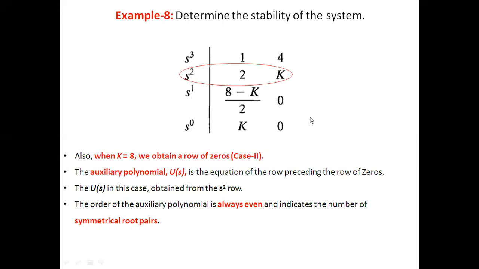So if the value of k is 8, this entire row becomes 0. For the s to the power 1 row, the entire row is 0. So the row preceding the s to the power 1 row is the s squared row, and this s squared row will give the auxiliary polynomial equation.